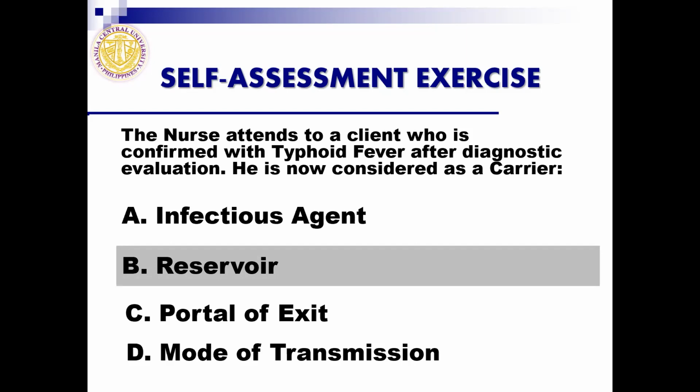If we're considering infectious agent, this could be if I mentioned that the nurse attends to a client confirmed with typhoid fever caused by Salmonella typhi. Salmonella typhi is considered the infectious agent. Now, if the person is already a carrier, we are considering reservoir, which we define as a place wherein the infectious agent lives and multiplies. It could be either a human, an animal, an object, or soil.